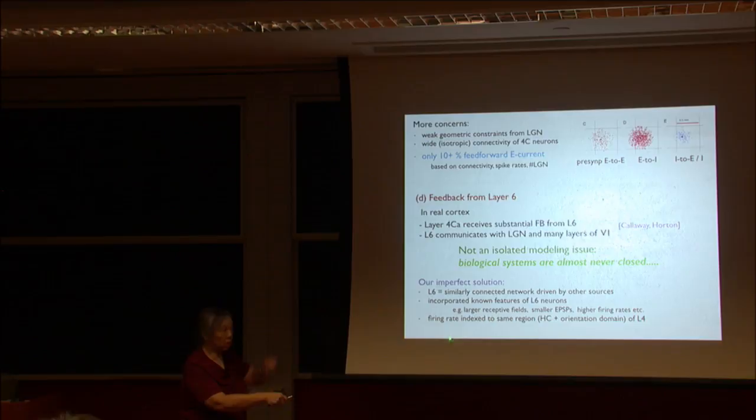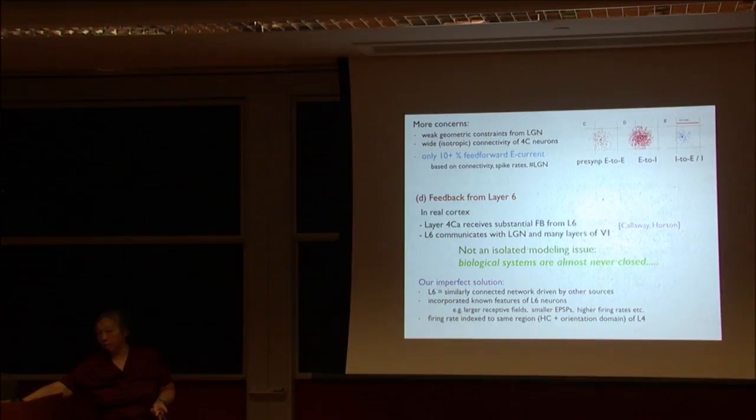And then we take the firing rate to be indexed to the same region of layer 4. So basically, it feeds back information to layer 4 convolved within a bigger area, because layer 6 is known to have bigger receptive fields. So our feedback is basically very similar to what is happening here, mixed with other things, convolved to a larger area and put back in. This is our imperfect solution for it so far.